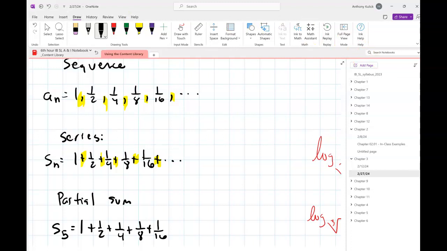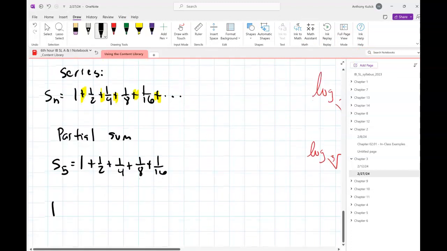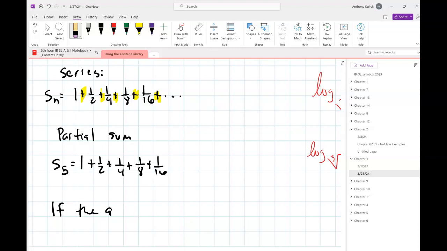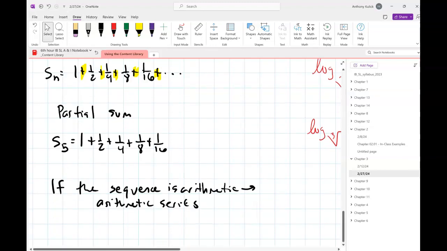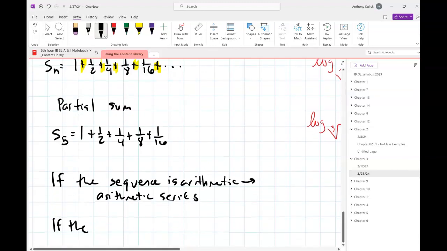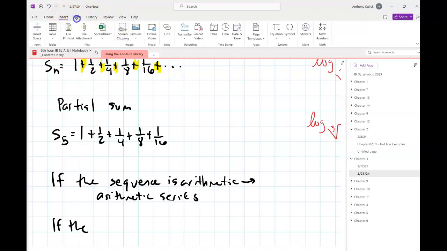So if the sequence that we're adding up is arithmetic, guess what we call the series? Yeah. And if the sequence is geometric, guess what we call the series? Take a guess. Somebody other than Diego. Geometry. Oh my gosh, you're so smart.